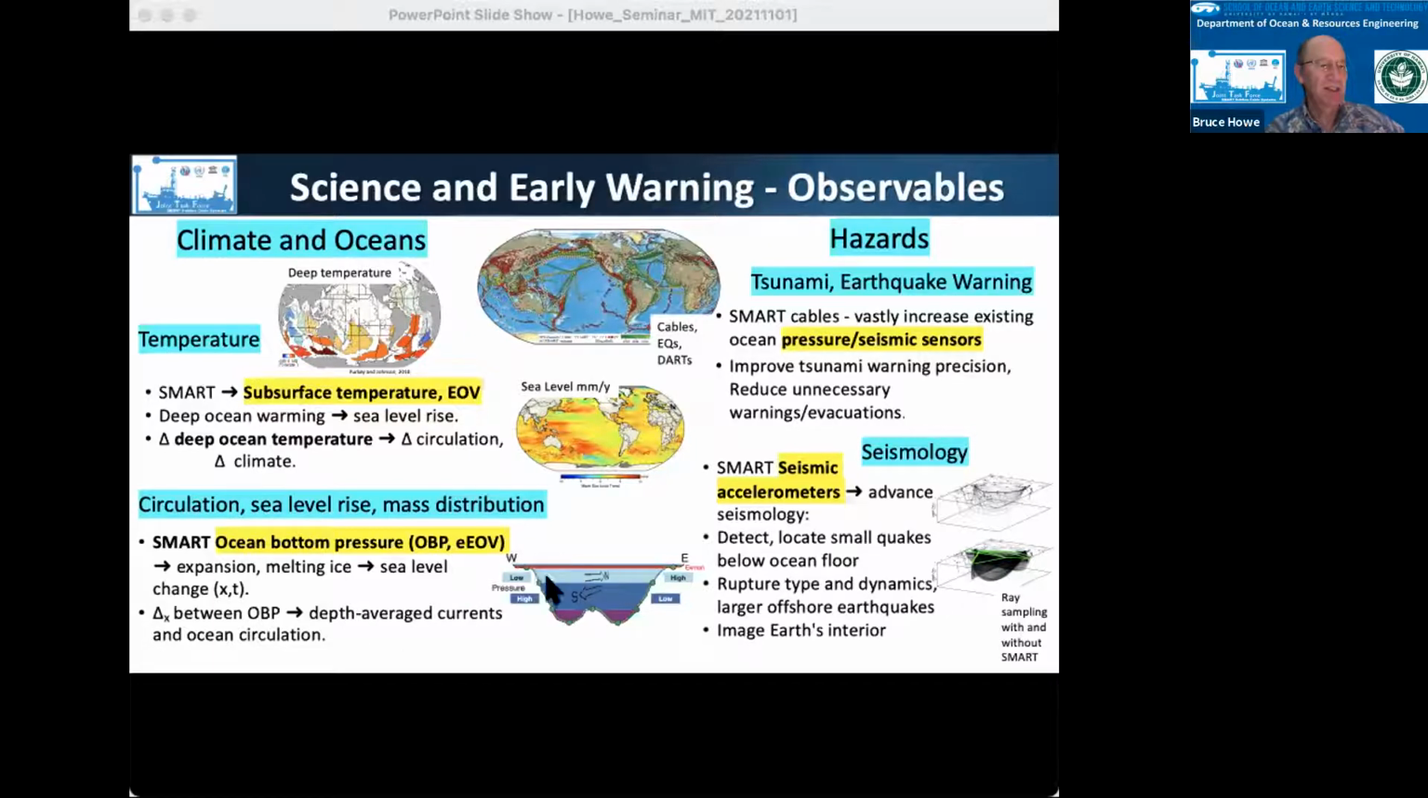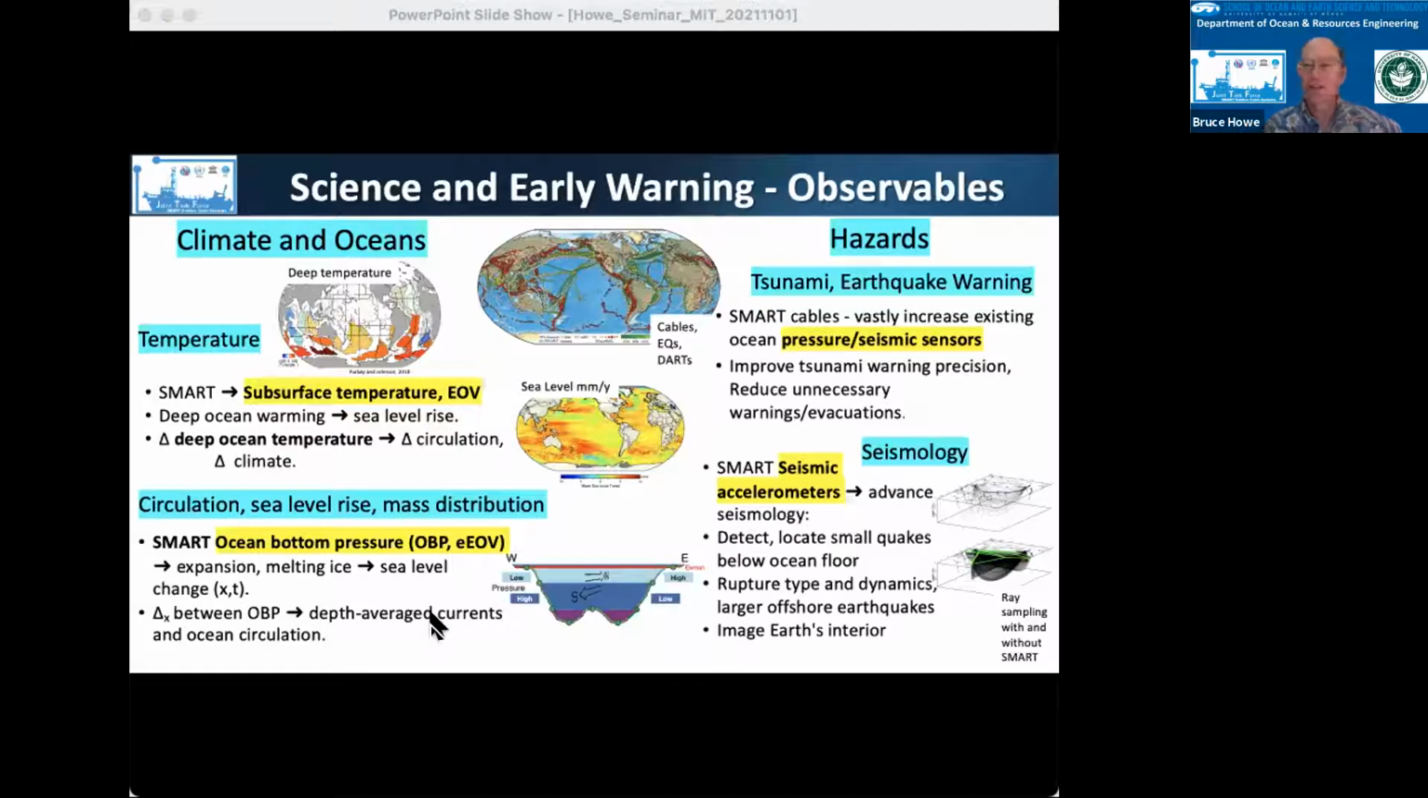And that's reflected down here in the lower picture. With bottom pressure, you can estimate what's called the barotropic component of water velocity. Basically, water flows from high pressure to low pressure, gets turned by Coriolis, but the basic thing is that it's measuring a component of the ocean circulation with the pressure.